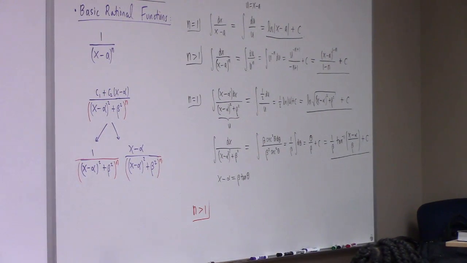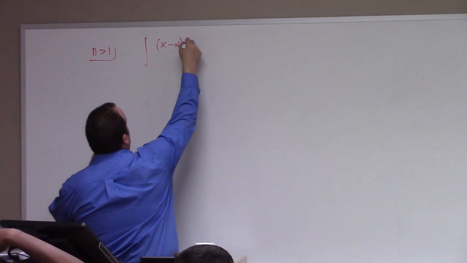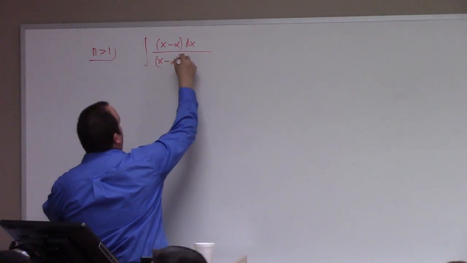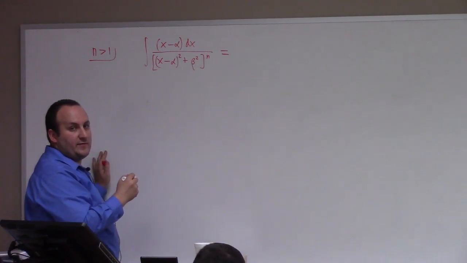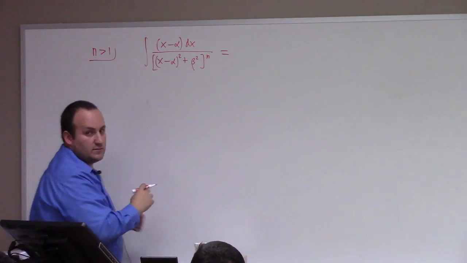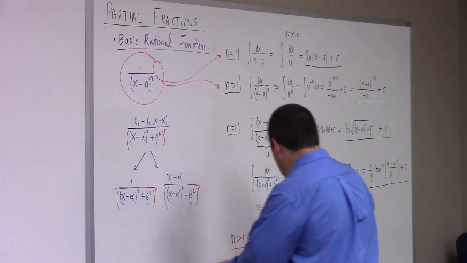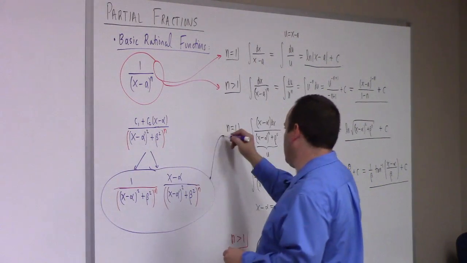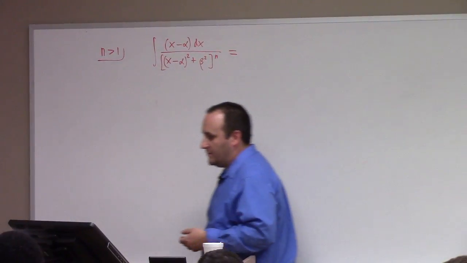So for n greater than 1, first of all, if we have the integral of x minus alpha dx over (x minus alpha) squared plus beta squared, quantity to the n, what do we do? Same thing we did last time, right? Well, but there are different cases. All right, so like this guy, this one, and that one. In contrast, these two guys, this case, and then that case. I can either have a repeated linear factor or I can have a repeated quadratic factor. Right now I'm talking about the repeated quadratic factor.